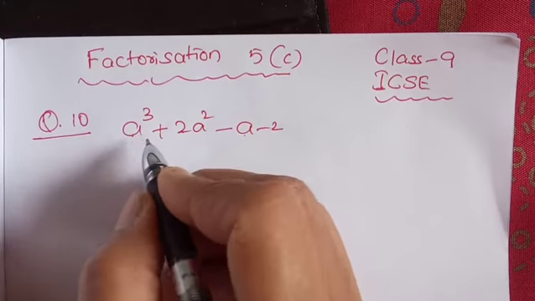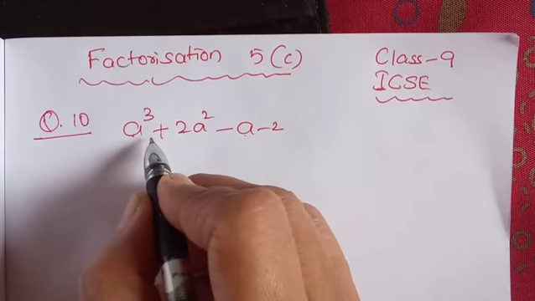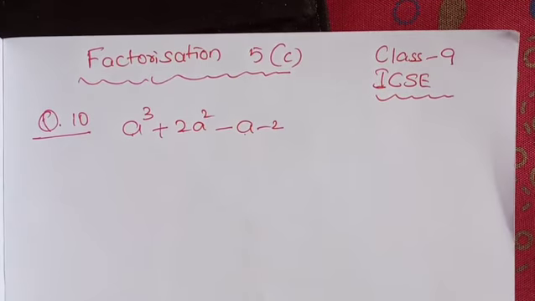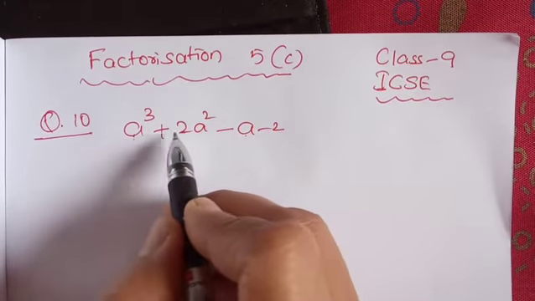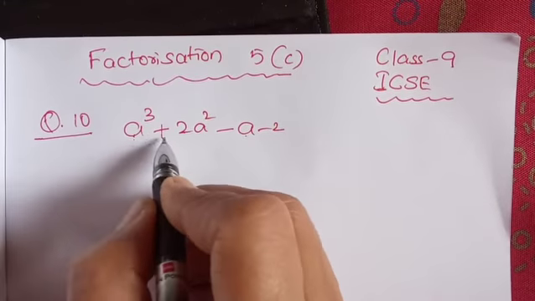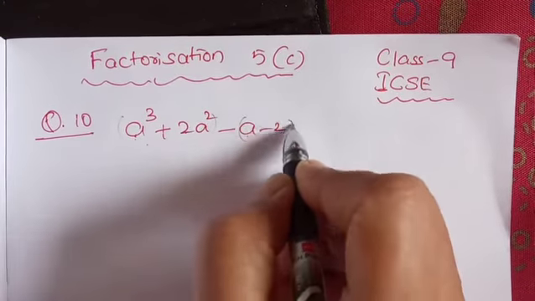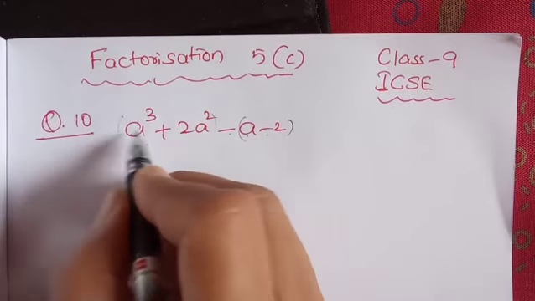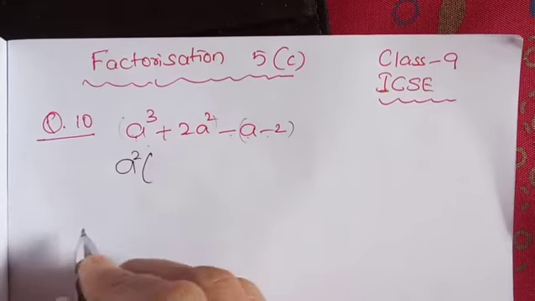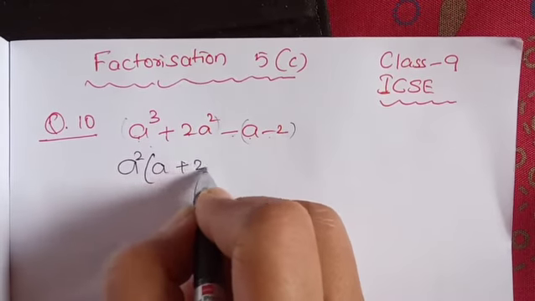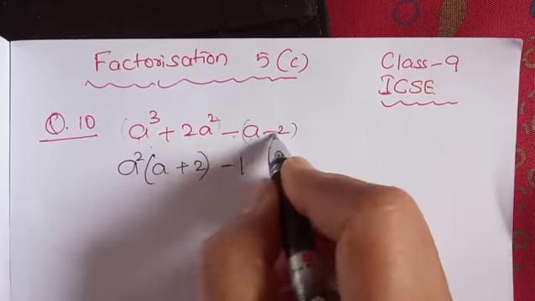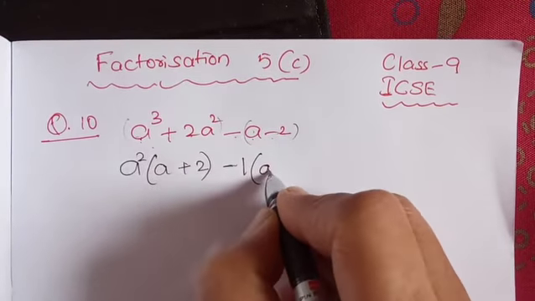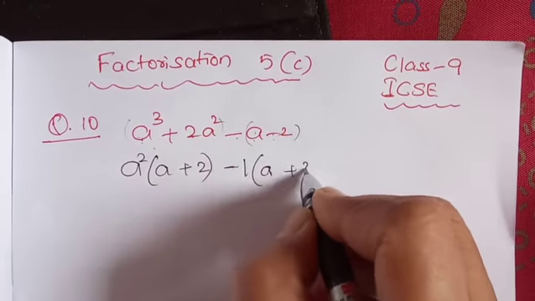Okay, so now here what we can do is, what is given to us? a cube plus 2a square, right? These two terms we can make as one group and the other two as another group, but here minus is there, so directly you cannot put the bracket. So from these two I can take a square as common. a will be left, plus 2 will be left. Minus 1 as common, minus taken out, so plus a will be there, minus into minus plus 2.